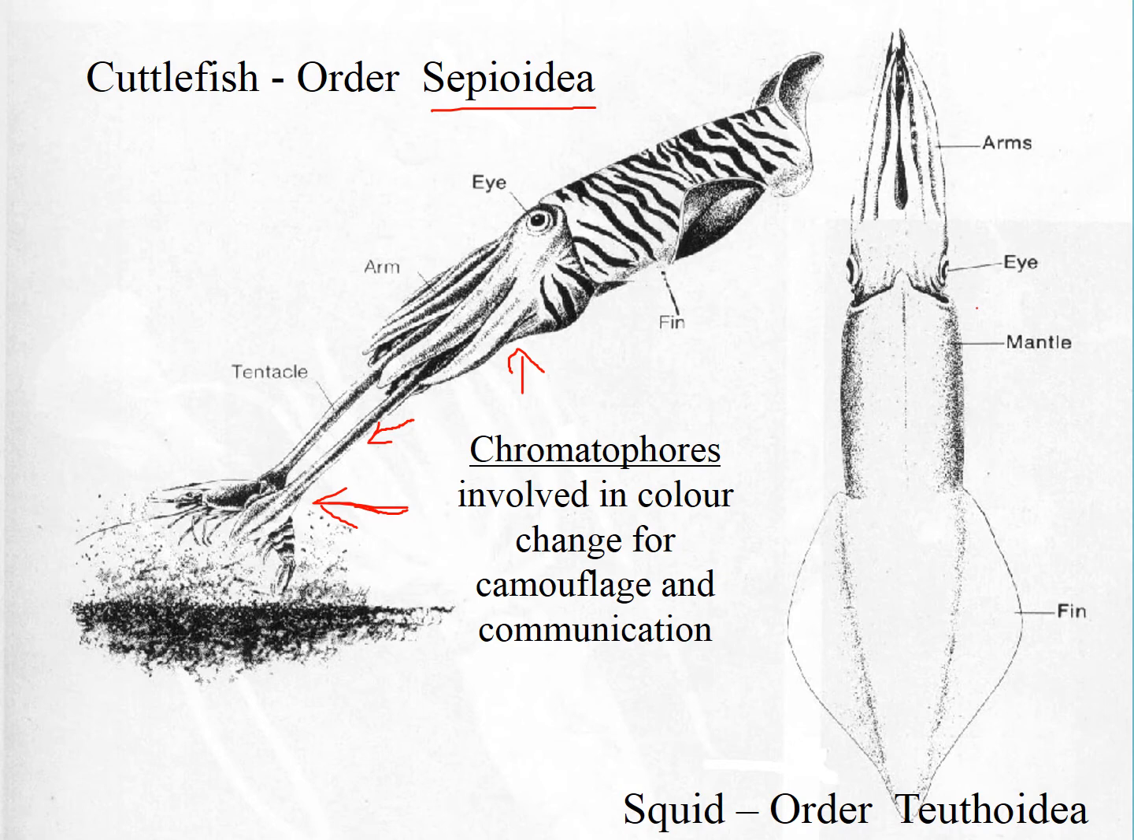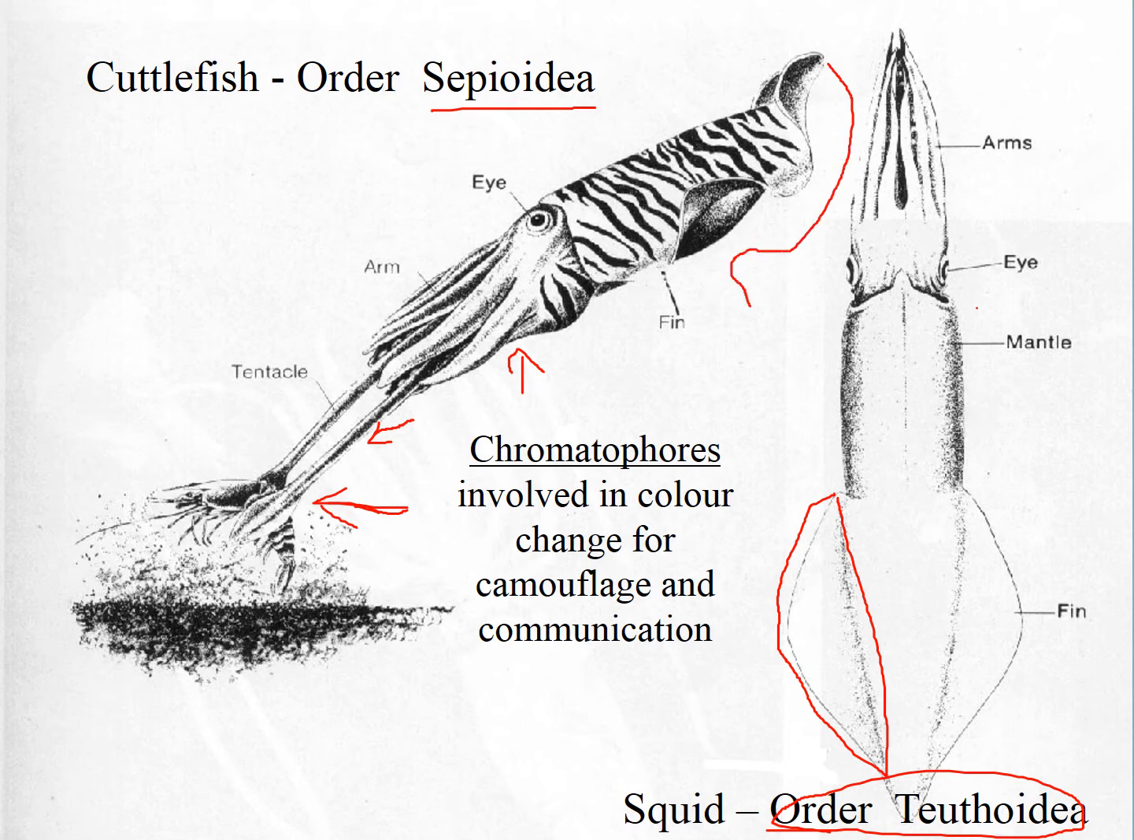Okay, so they have, this is the Teuthoidea, and you can see the very similar body design. Now, the fins on the squid are usually just at the very front of the mantle, whereas in the cuttlefish, the fins usually go the length of the mantle.